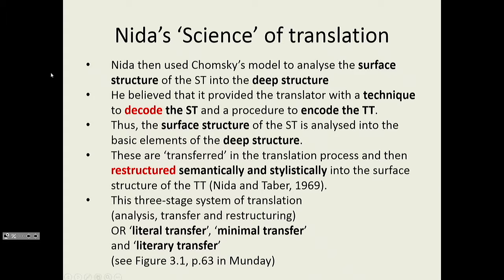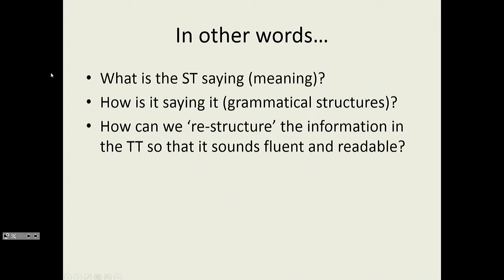So he calls this a three-stage system of translation: analysis, transfer and restructuring, or literal transfer, minimal transfer and literary transfer. In other words, what is the source text saying? What's the meaning? How is it saying it? What are the grammatical structures? And how can we restructure this information in the target text so that it sounds fluent and readable?